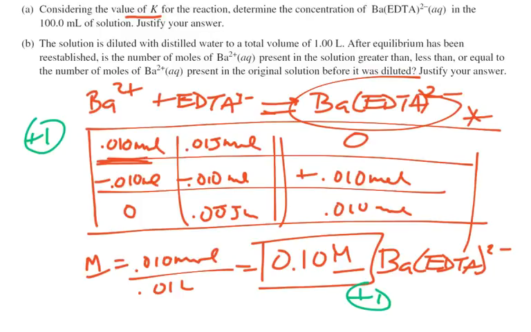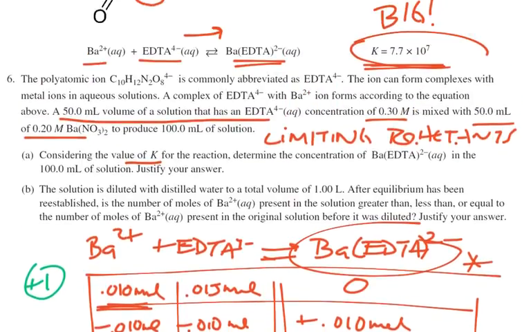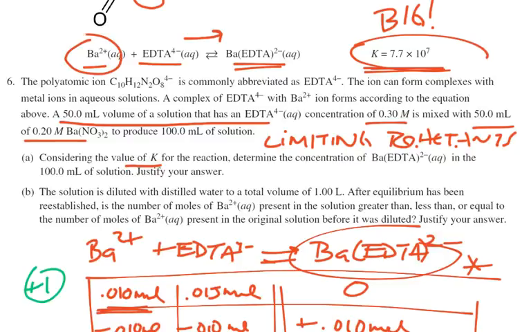then we're going to say the solution is diluted in distilled water to a total volume of 1 liter. So we're going from 100 milliliters to 1 liter. So we're diluting everything by 1/10. After equilibrium has been established, is the number of moles of barium in the solution greater than, less than, or equal to the number of barium present in the original solution before it was diluted? In other words, we're looking at this guy here, and we're saying, well, if we dilute it, is this guy going to shift to the left and make this increase? Is it going to shift to the right and decrease? Or is it going to stay the same?